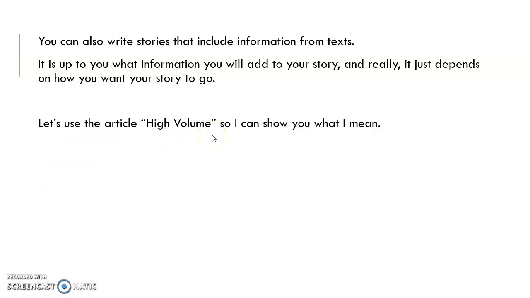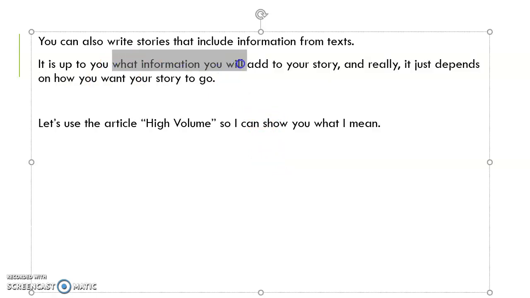Well, today we're going to use everything that you've already learned, but we're going to focus on how we include information from an informational text, okay? You get to decide what kind of information you'll add into your story, but one of the most important things you need to do is think through how your story goes, think about the prompt, and then think about what information from the text is actually going to fit. We're going to use the article "High Volume" today as your informational text.